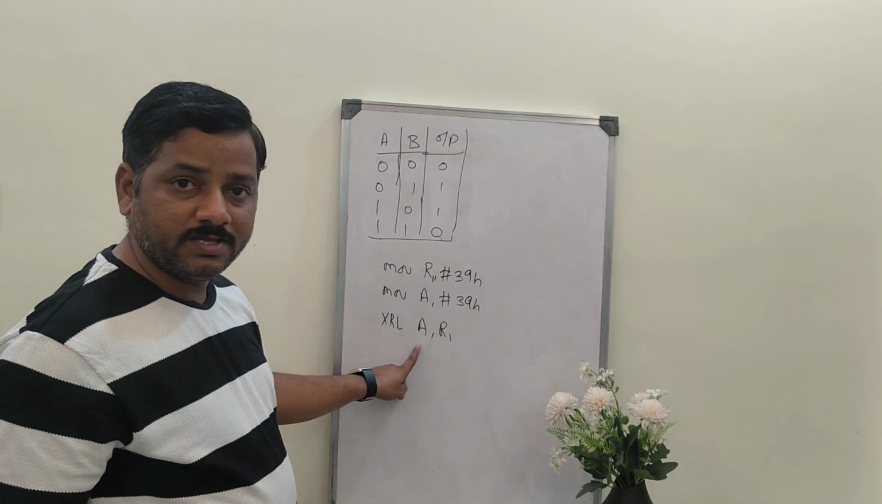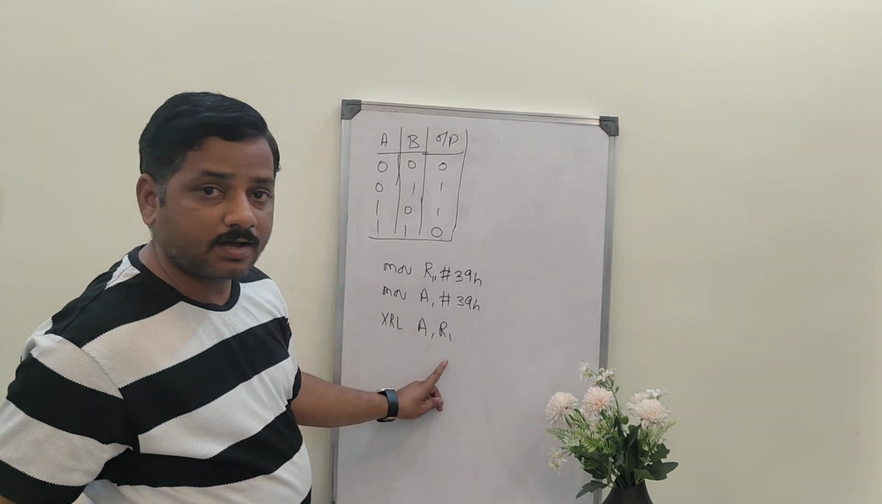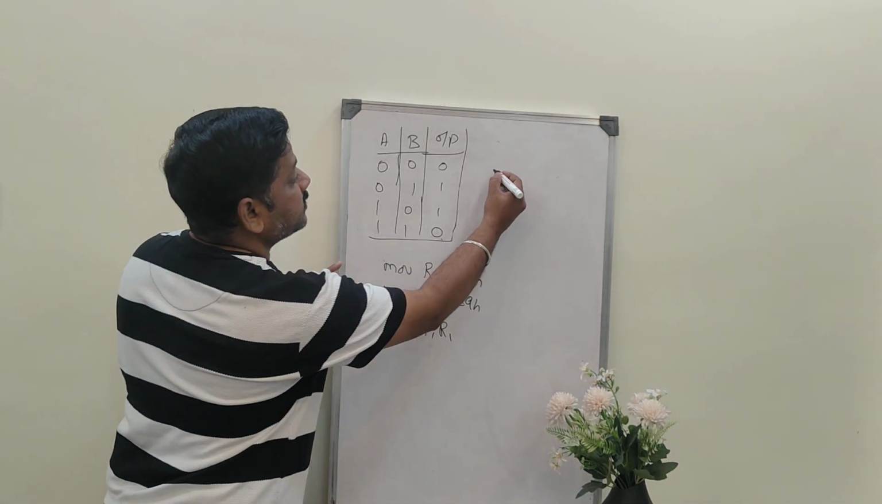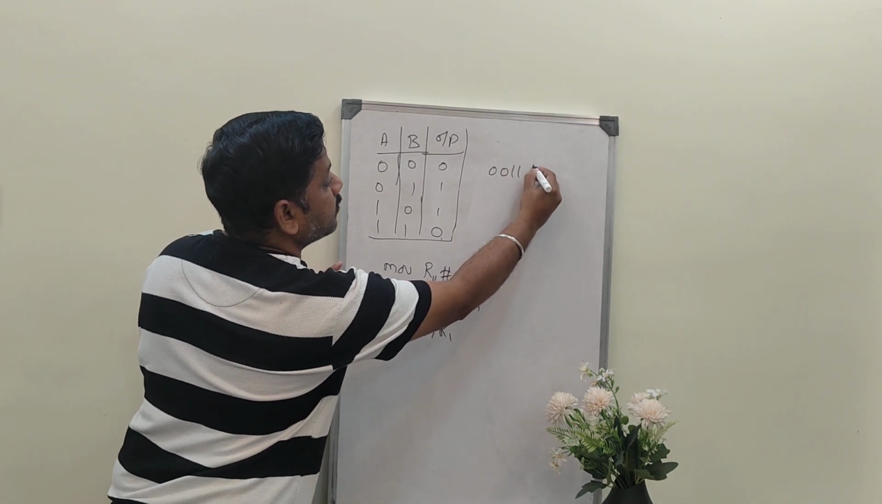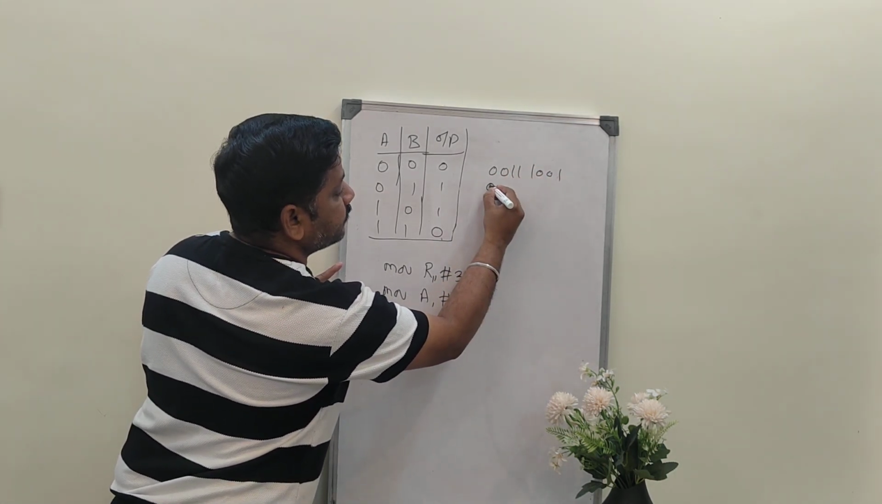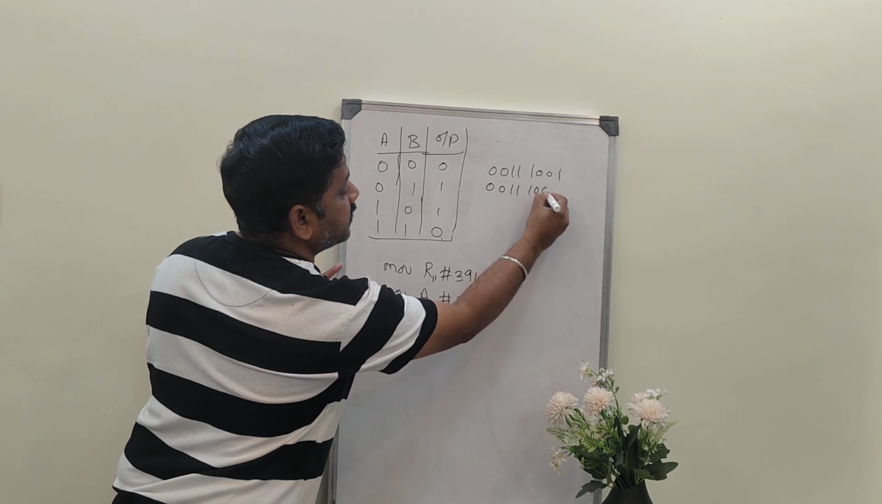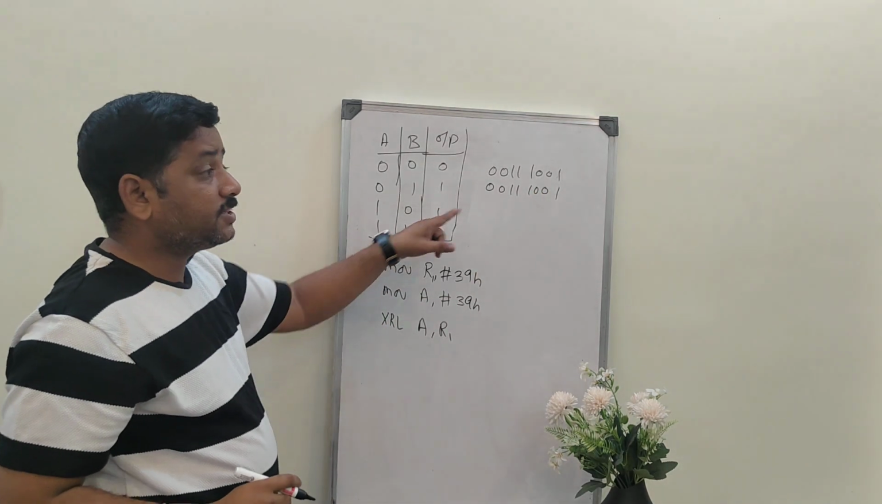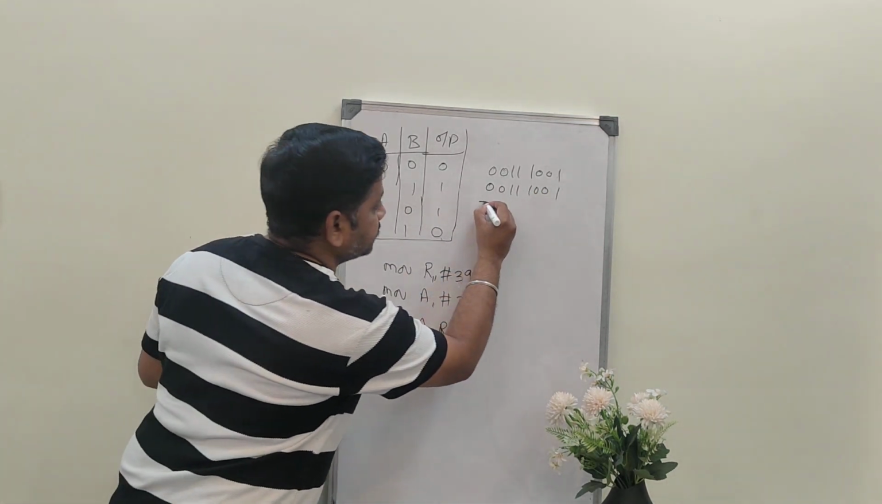Now what do we have in A? 39. What do we have in R1? Same 39. So 39 means 0, 0, 1, 1, 1, 0, 0, 1. This is 39, and both registers have the same number, and we are XORing it. So what happens? You just check it here.